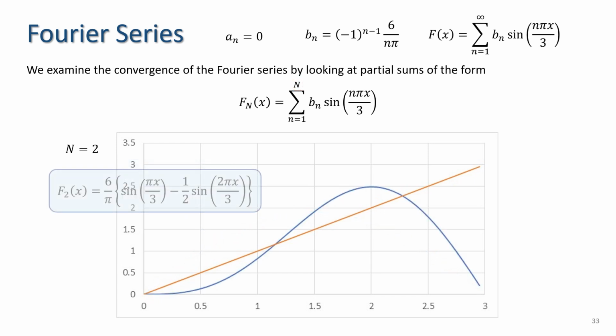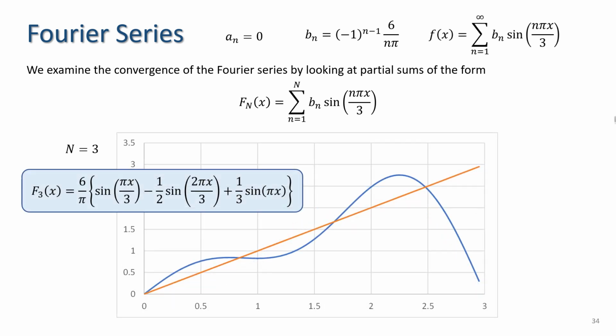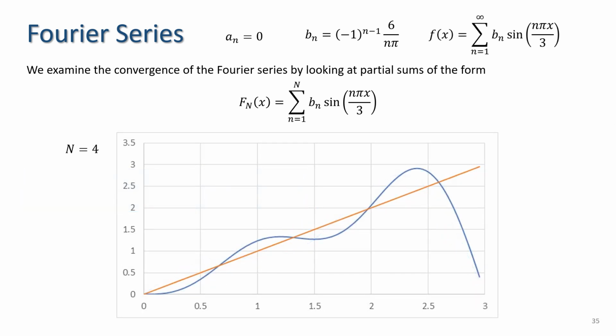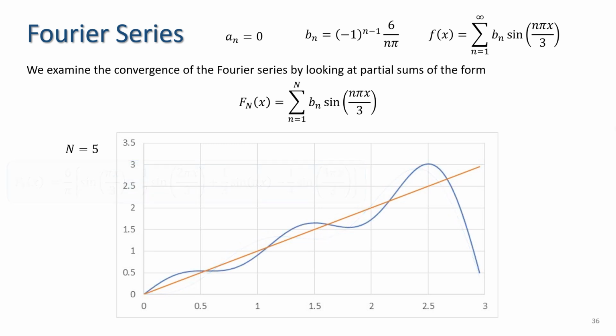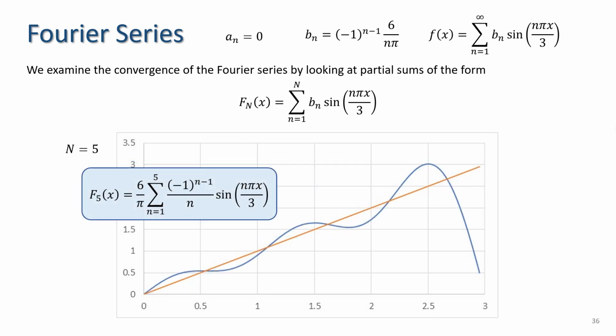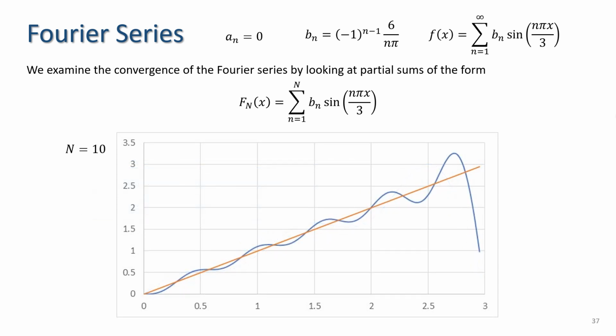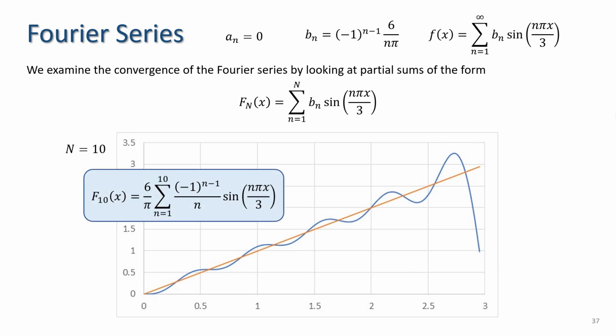Next we see the second partial sum consisting of two terms corresponding to capital N equals 2, and 3 terms, 4 terms, and 5. Skipping ahead to 10 terms in the partial sum, we see that the approximation is improving, especially close to x equal to 0. But the behaviour on the right is not doing much better than with 5 terms.